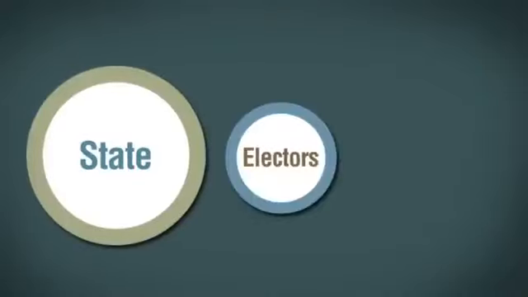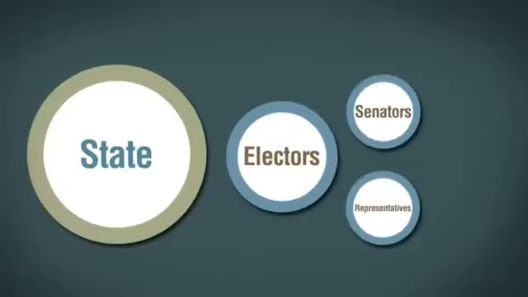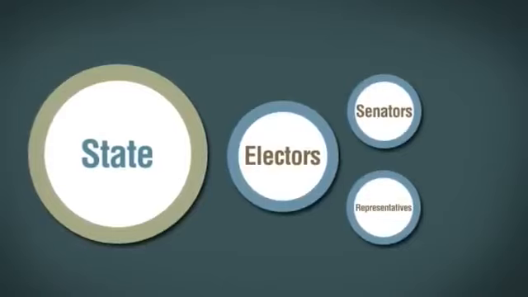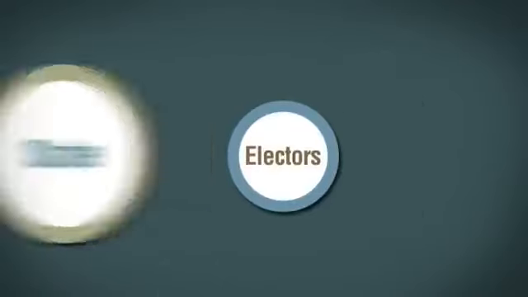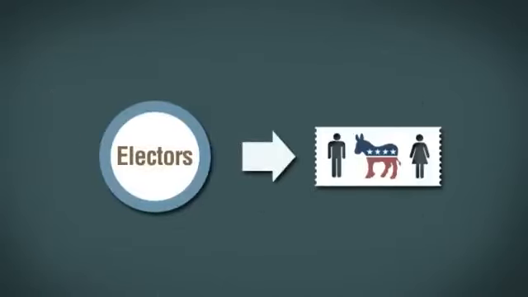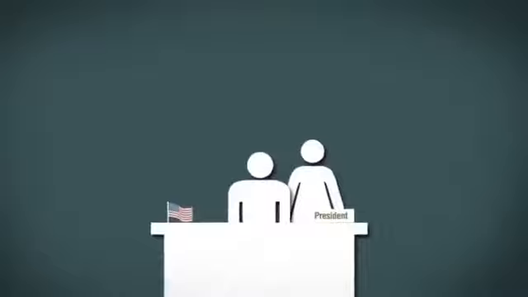Each state is allocated a number of electors that will make the final choice. A state has the same number of electors as it does senators and representatives. In most states, all the electors will vote for the presidential ticket which received the most support in the public vote. Finally, the presidential ticket with the most Electoral College votes becomes President and Vice President of the United States of America.